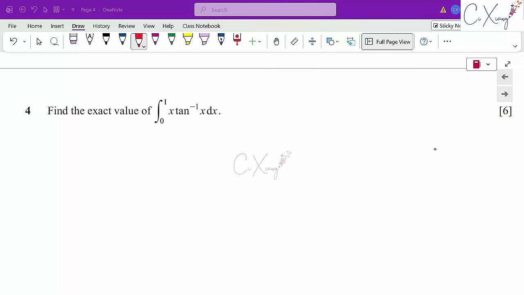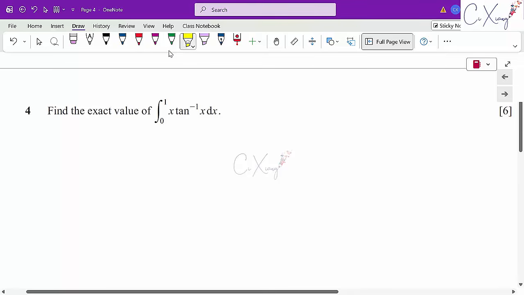Alright, so let's have a look at question number 4. They want us to find the exact value of this integration. Highlight the keyword exact value. This tells you that your final answer must be in surd form or pi form, but cannot be a decimal number, right?